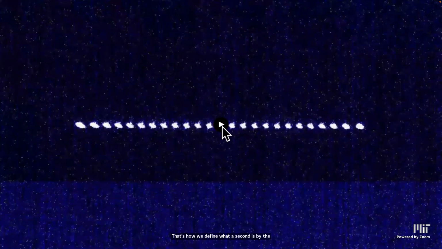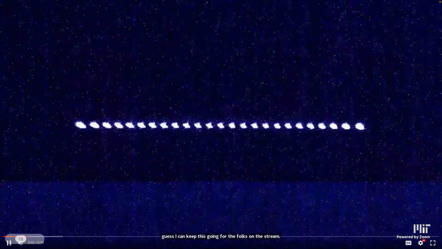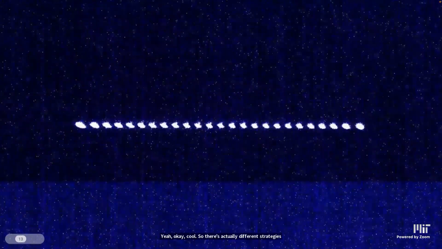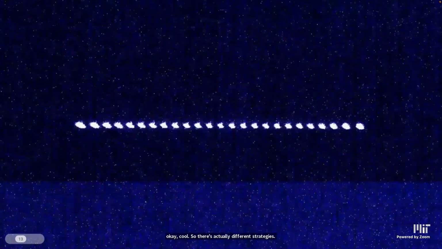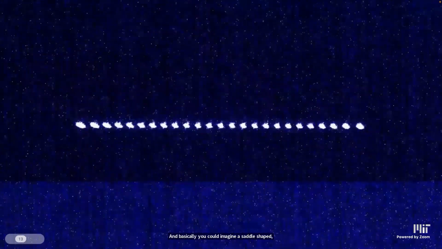I guess I can keep this going for the folks on the stream, maybe. Okay, cool. So there's actually different strategies. You'll notice here, we've taken our cool ytterbium and trapped it in a line. So this is what we call an ion chain. And basically, you could imagine a saddle-shaped electromagnetic field that's kind of like a bowl that's holding them in place, and we're compressing them on all sides to form this nice long line.